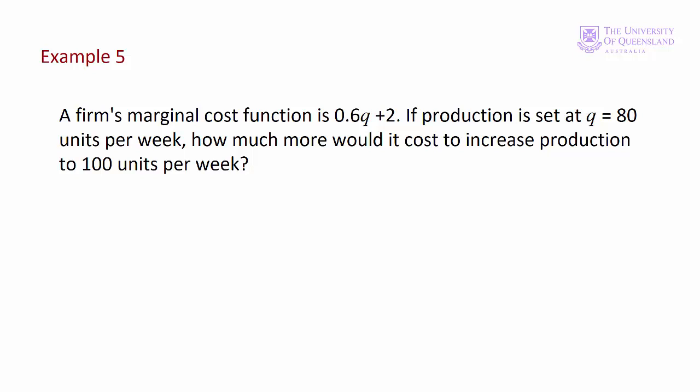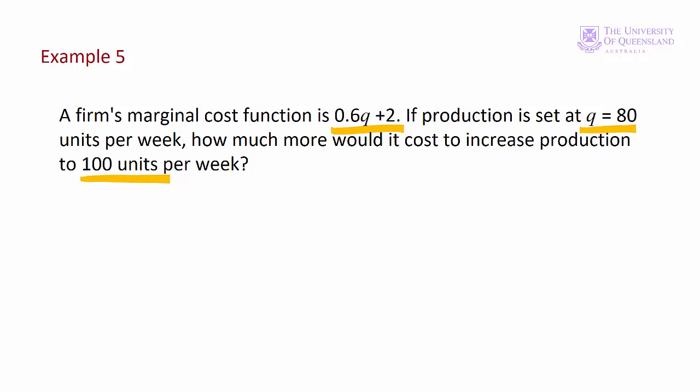A firm has a marginal cost function of 0.6q plus 2, where q is the number of units of output. Currently, it's producing 80 units of output. We want to work out the extra cost involved in producing an extra 20 units of output, so increasing to 100 units. Before we go on to the actual integration problem, let's review some of the economics behind this.